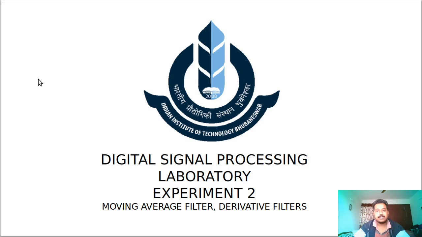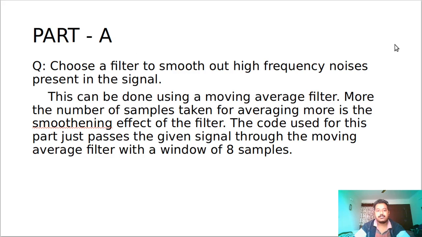I am not going to be explaining the different theories about this experiment because I have done this in the previous video, so you can watch that video in order to understand what is going on. So directly coming to the experiment, part A, which is choose a filter to smooth out high frequency noises present in the signal.